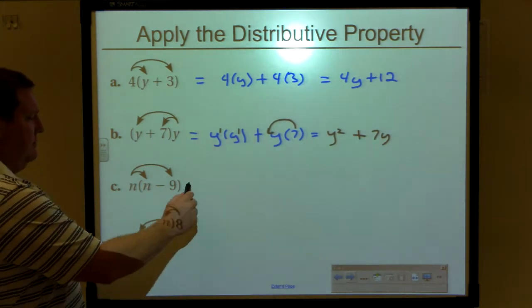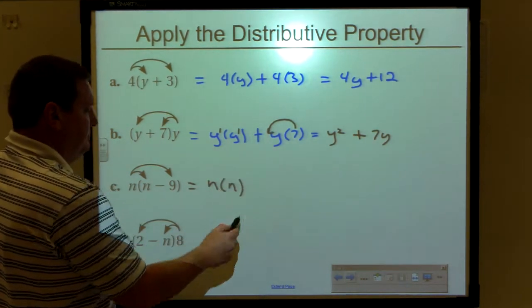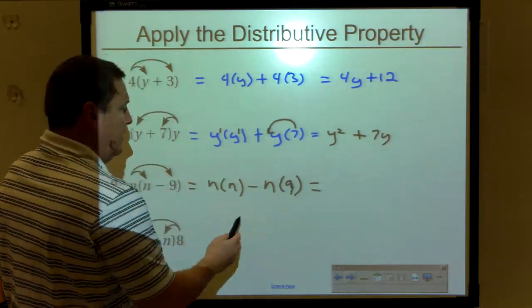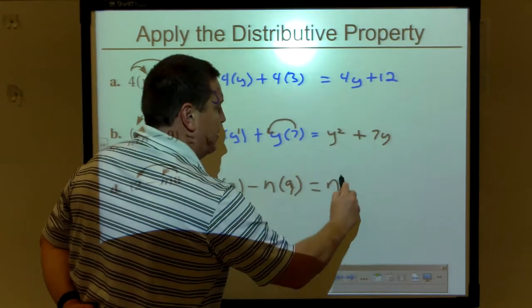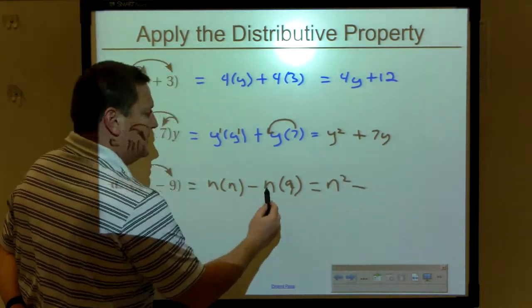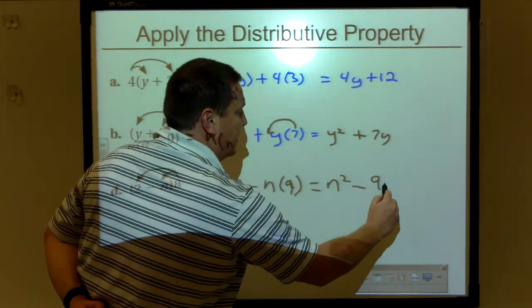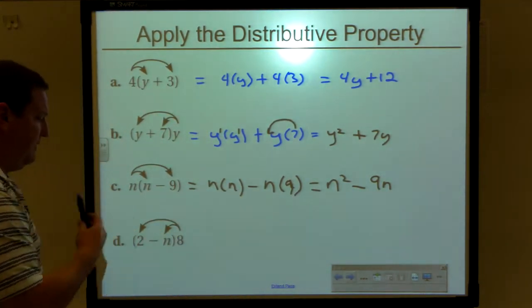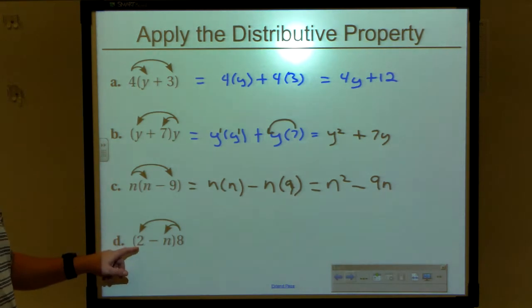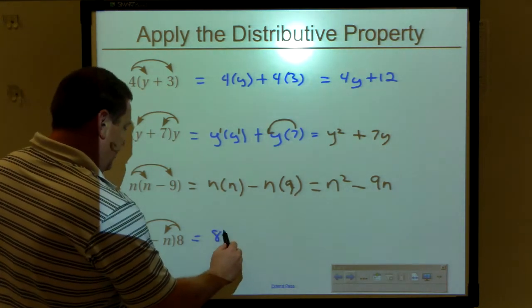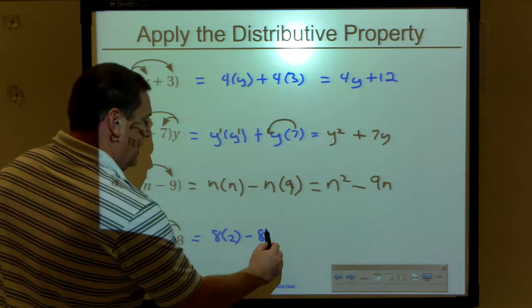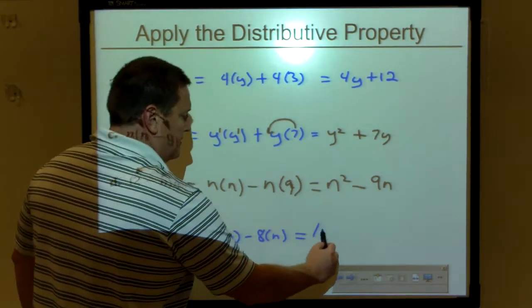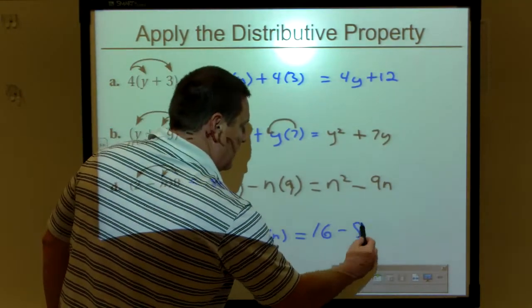Same thing here. N times n minus n times 9. N times n is equal to n squared, and bring over minus. N times 9 is just 9n. Again, with the number in the back, we have 8. I'm going to multiply by the one up front first. Okay, so 8 times 2 minus 8 times n, and we get 16 minus 8n.